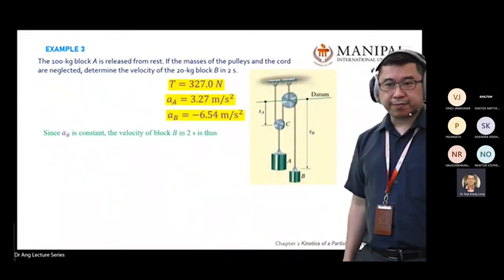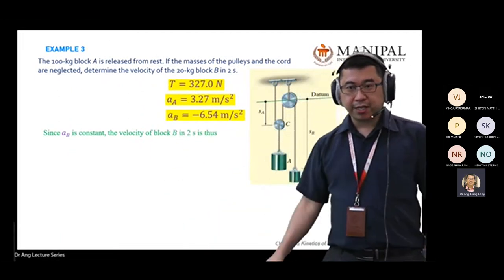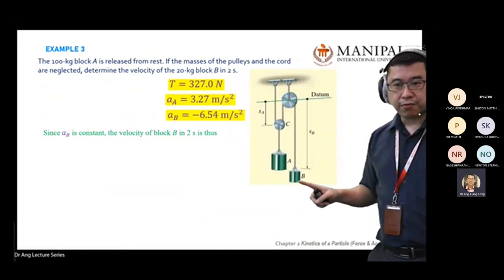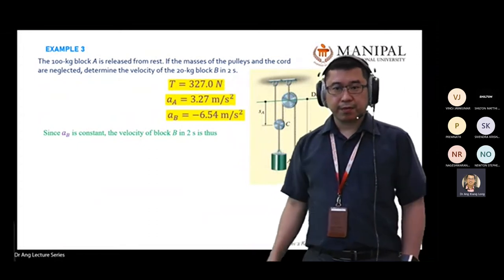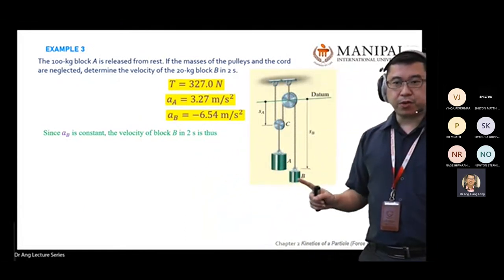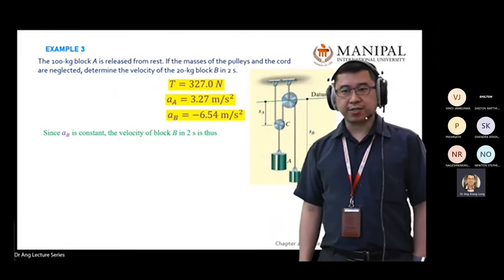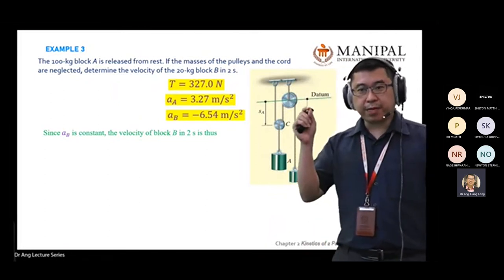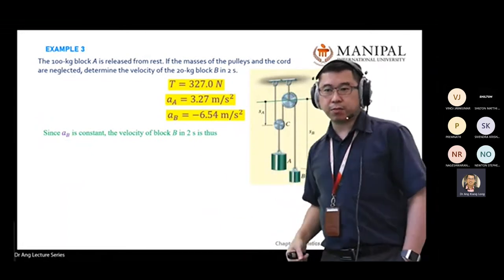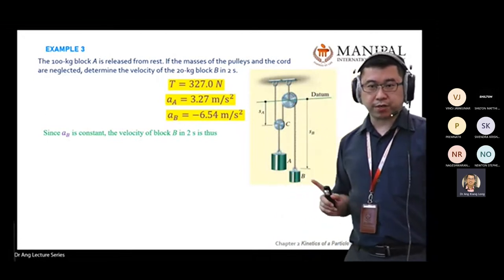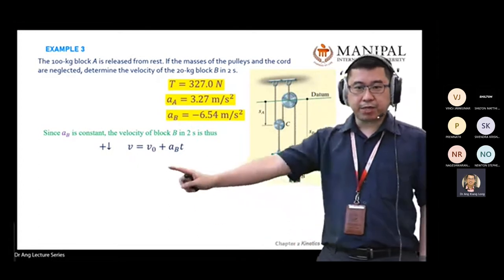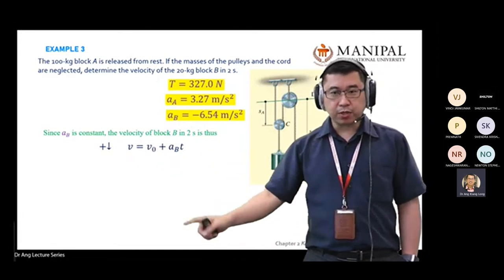We continue to solve, because the question asks us about velocity, not acceleration, not tension. But how do we solve for velocity of B? We know that if you let go of A, B is going to accelerate at a constant acceleration. So when you hear about constant acceleration, you can use the three Newton equations of motion to solve this question.